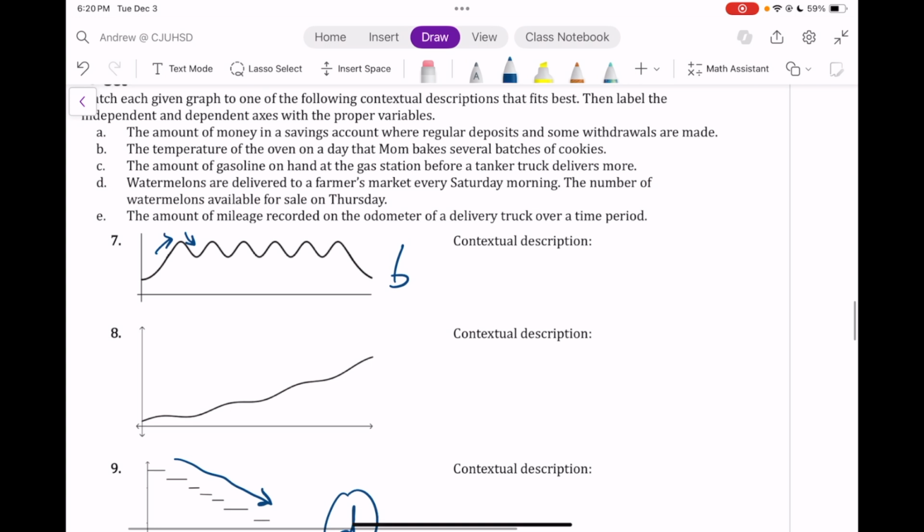And number 8, the amount of mileage recorded on the odometer of a delivery truck over a period of time. The odometer is the thing on the dashboard that keeps track of how many miles the car has been driven. So it's constantly increasing. Well, it's not constantly increasing. There is a wave to it, but it is increasing. And different days, maybe the delivery truck driver drives different amounts each day. So that's why it's not a straight line. Okay, so that was the set.